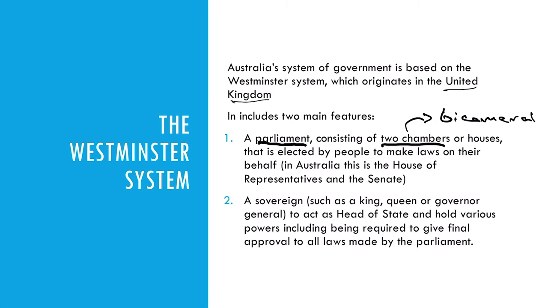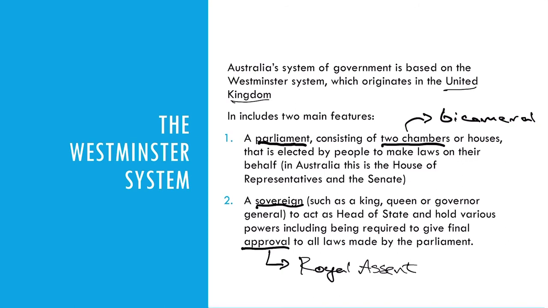The second key aspect of the Westminster system is a sovereign, such as a king, queen, or a governor general, who represents the king or the queen, to act as a head of state and hold various powers, including being required to give final approval to all laws being made by Parliament. And in Australia, we call that royal assent.